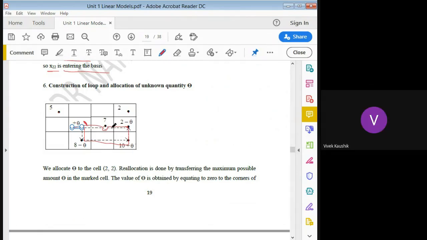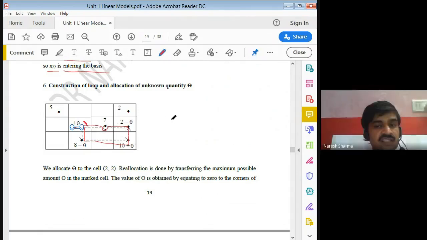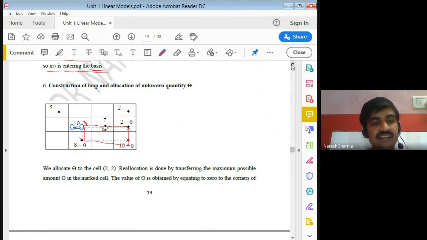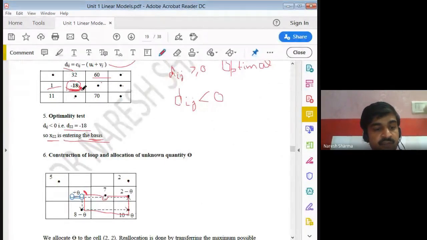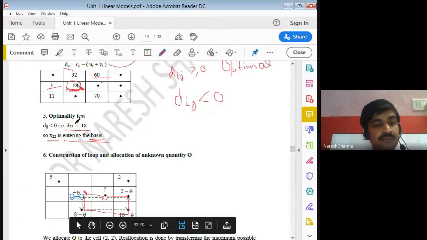We are just including one variable which is a basic variable. Yes, because dij is negative at this, so we are removing that, making this negative. So we are removing this from the table. We are trying to remove this, right? So that's why we add theta here. We give some allocation. So if we give this allocation here, this becomes a basic variable.